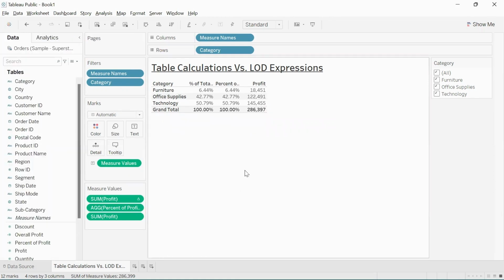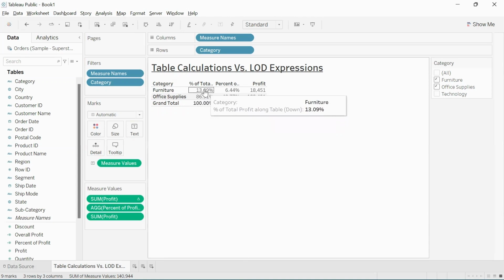Why are they the same? Because we have all the categories in the view. Overall profit is this, and these are the percentages. Now let's remove one of them. Let's say technology is removed. Look at the result of the table calculation. It is with respect to the data in the graph. Whereas what we obtained through the LOD expression is independent of the data in the chart. That is the difference between LOD and table calculation.